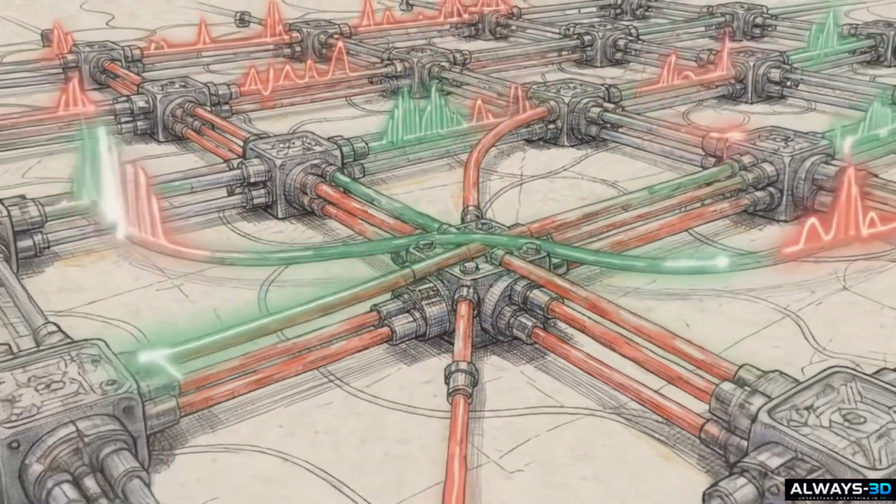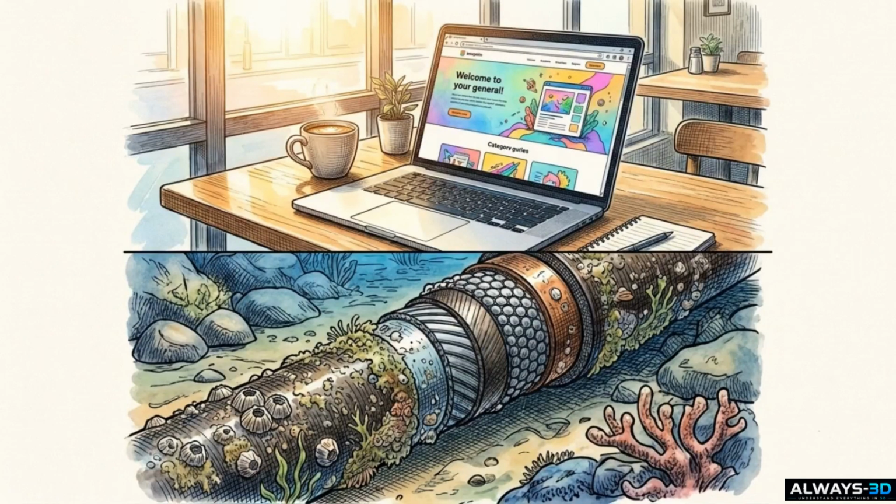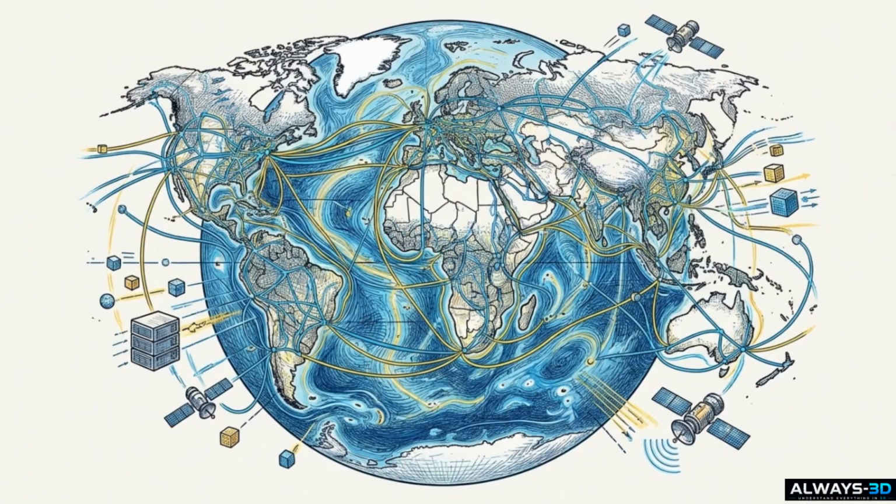By tracking this journey from the ocean floor to the browser, the Internet's complexity becomes visible. It is a layered system of physical infrastructure and agreed-upon rules that make global communication possible.